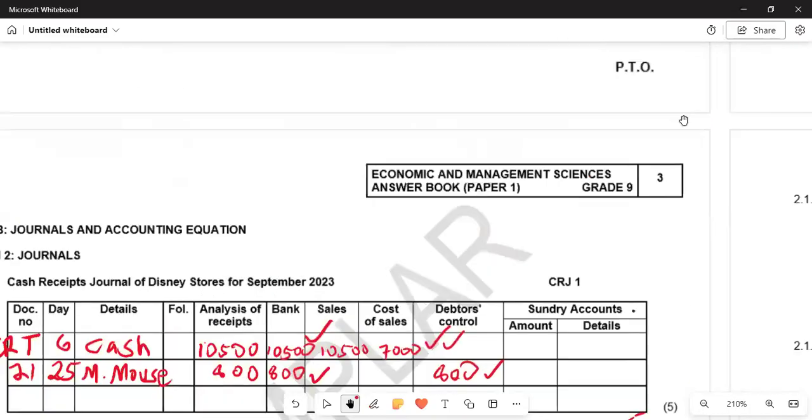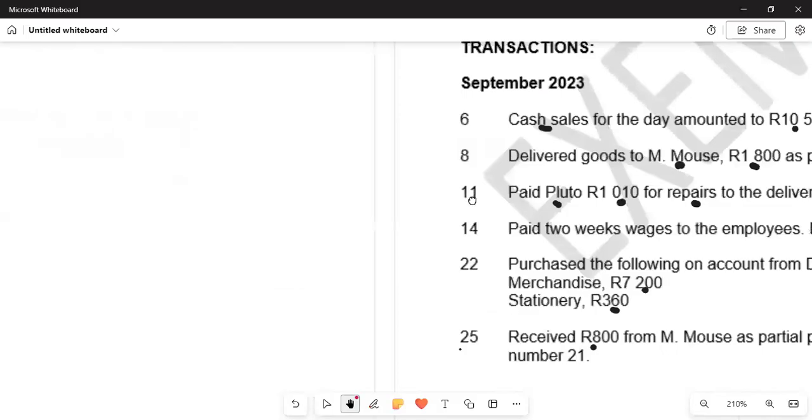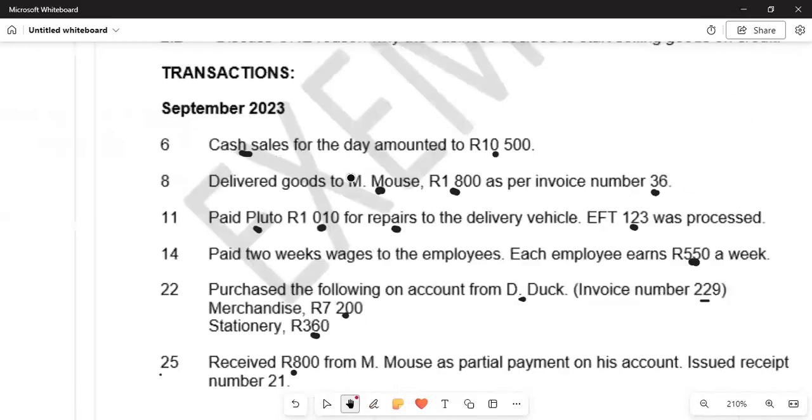Now we go to another transaction. We are done with the transaction of 6. Now, coming to transaction 8, we are told we delivered goods to Mouse, 1,800 per invoice number. This one doesn't go to the cash receipt journal, so we just ignore it. Paid 10,000 for repairs. It doesn't go to the cash receipt journal because this one goes straight to the cash payment. Paid two weeks' wages to employees. It doesn't go there either because it affects only cash payment. Purchase the following account from the creditor. This one doesn't go to the cash receipt journal as well.